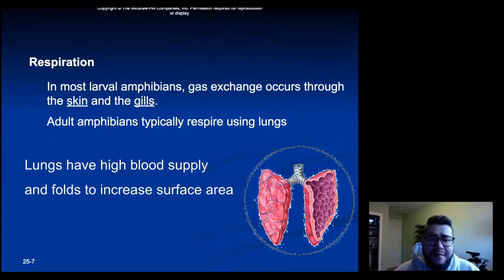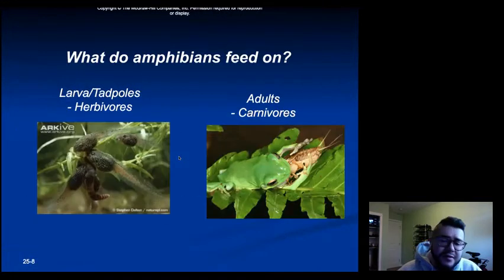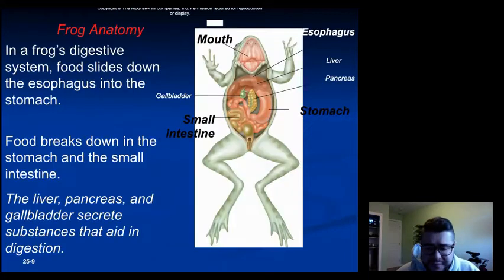Respiration in amphibians works generally where the larval amphibians use their skin and gills, and adult amphibians use their skin and lungs. Lungs have a high blood supply and folds to increase surface area, so oxygen can be absorbed throughout any of these folds, as oxygen diffuses into the blood vessels that surround the lungs. Amphibians feed on plants when they are young. They are herbivores and usually feed on insects as adults, so they are carnivores.